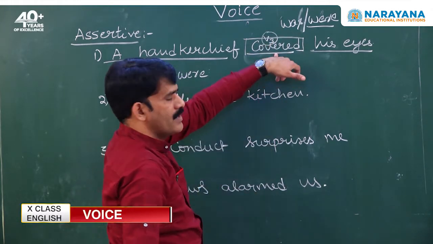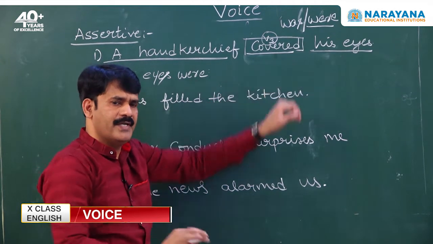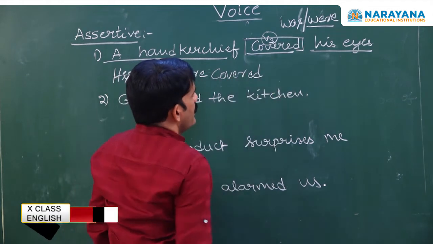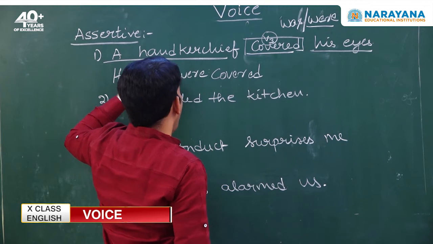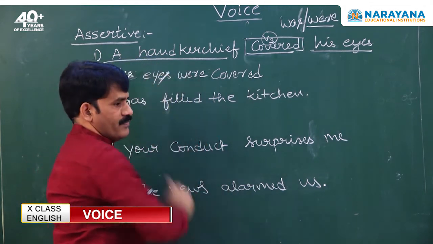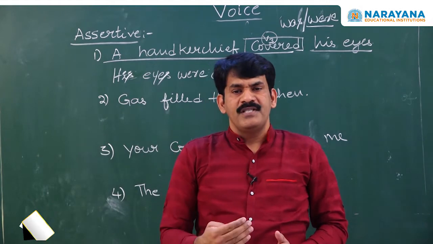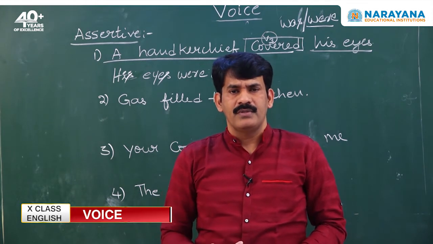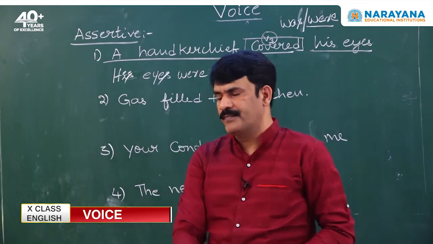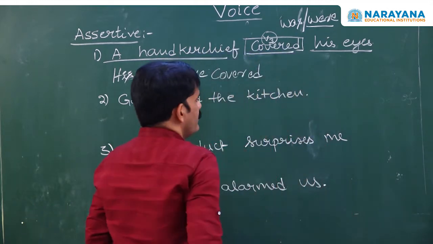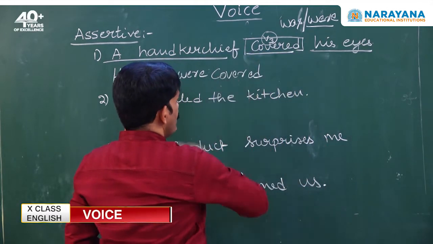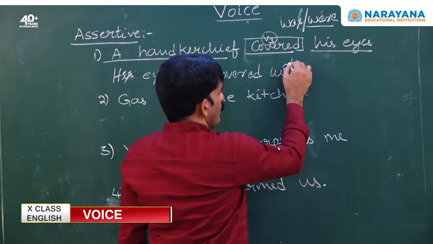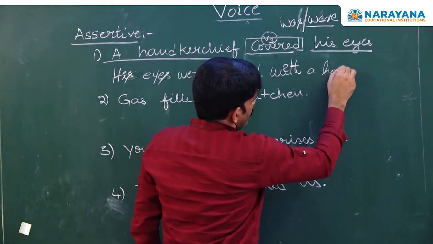What is the third form of the verb covered? The third form of covered is covered itself. Cover, covered, covered. So the answer is covered. Is it by a handkerchief? Handkerchief is not an agent. It's not a person. It's an object. When an object is an instrument or means, you use the preposition with. Then what is the preposition I am supposed to use here? Should I use by? No. Then what should I write? With, because the subject is an instrument. With a handkerchief.